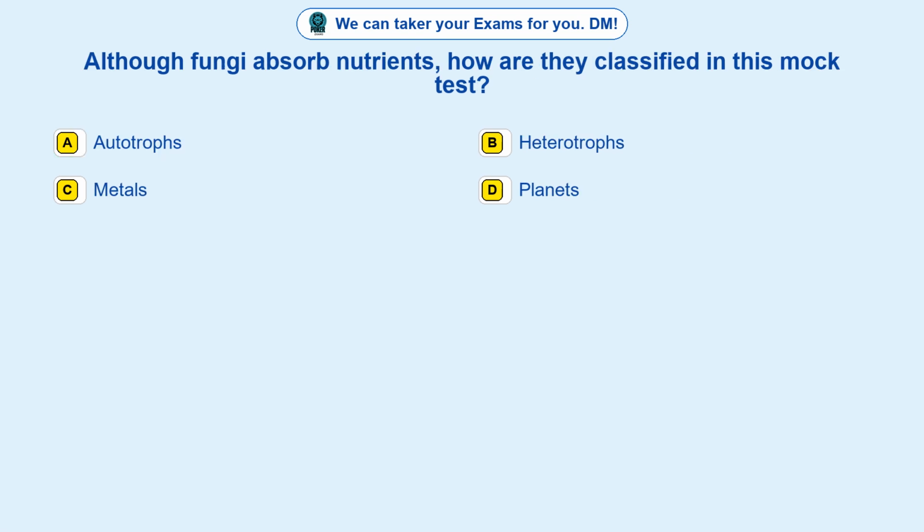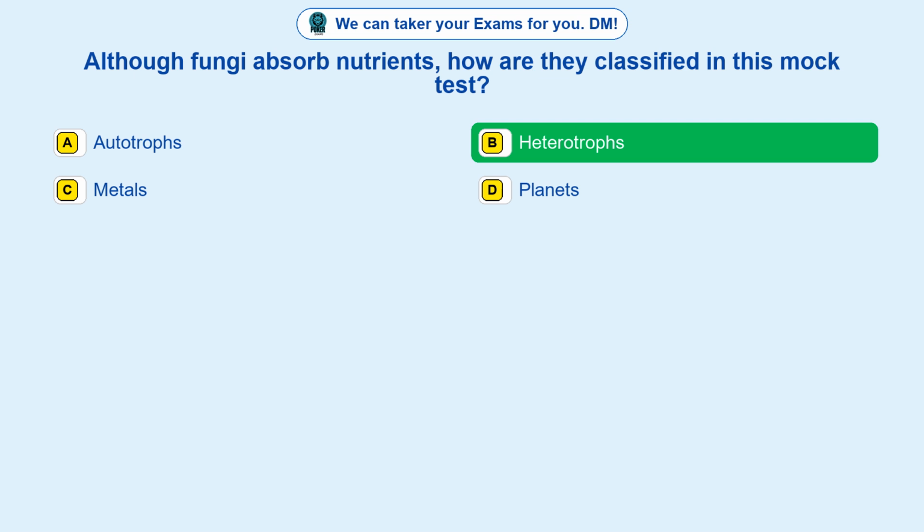Question 21. Although fungi absorb nutrients, how are they classified in this mock test? Option A. Autotrophs. Option B. Heterotrophs. Option C. Metals. Option D. Planets. The correct answer is option B.